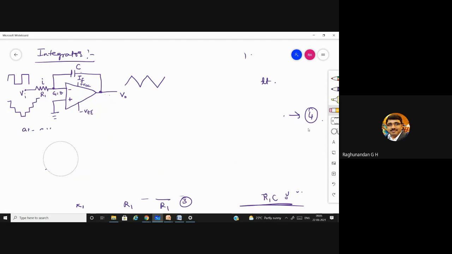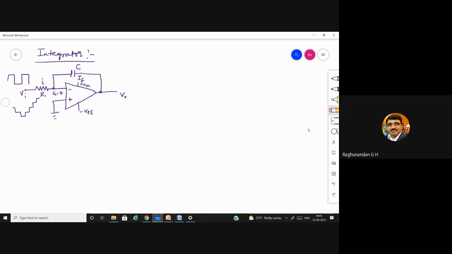So for the differentiator, it will just be the replacement of the feedback part and the input part. We are just going to exchange them. So instead of having input resistance, we'll have input capacitance. Instead of having feedback capacitance, we'll be having a feedback resistor.